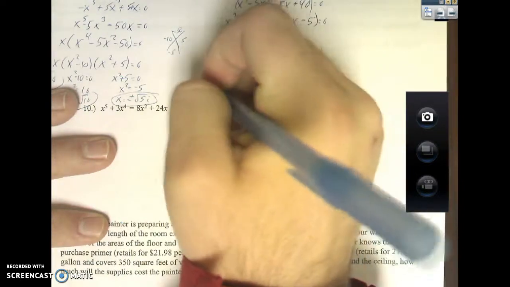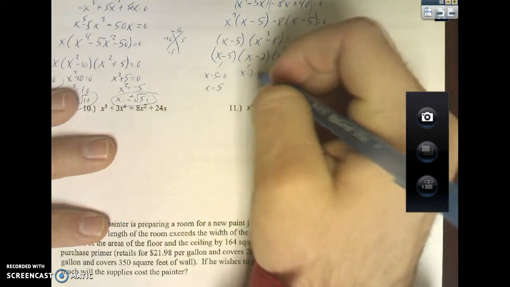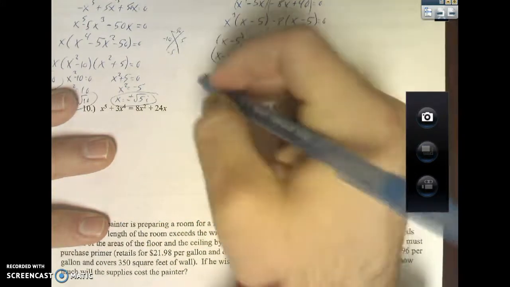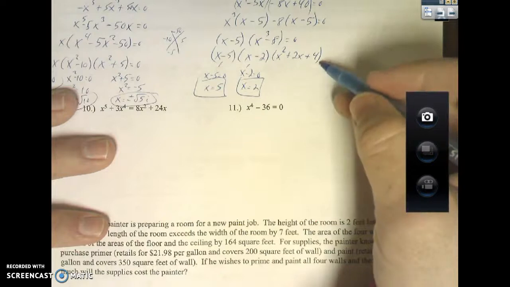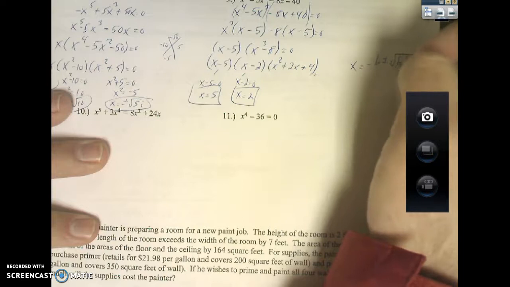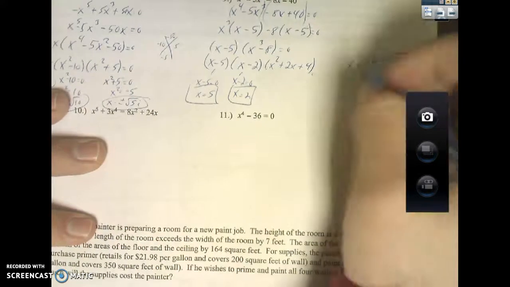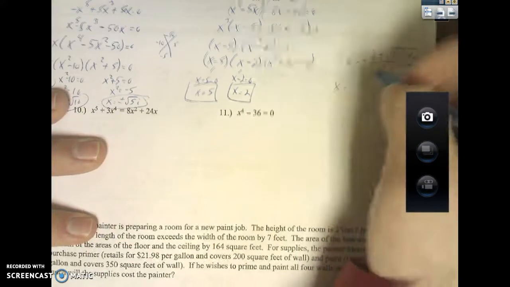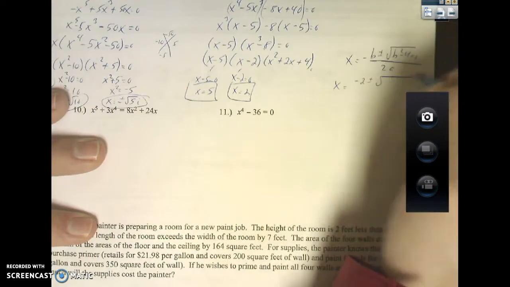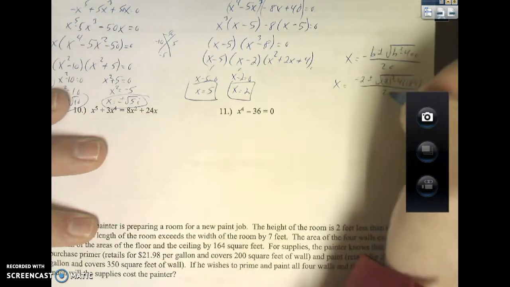Alright, these two are easy. X minus 5 equals 0, x equals 5. X minus 2 equals 0, x equals 2. This I can't factor, so we have to use good old quadratic formula. It's no big deal. You just have to plug things in. So I've got x equals, ABC, negative 2 plus or minus 2 squared minus 4 times 1 times 4, divided by 2 times 1.